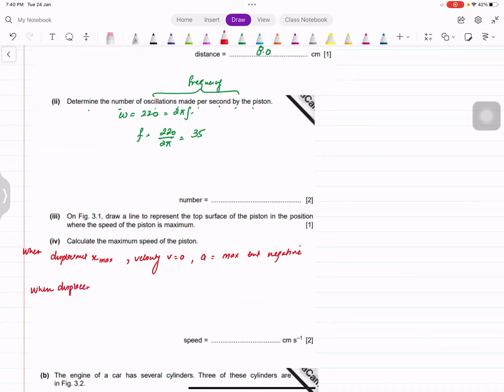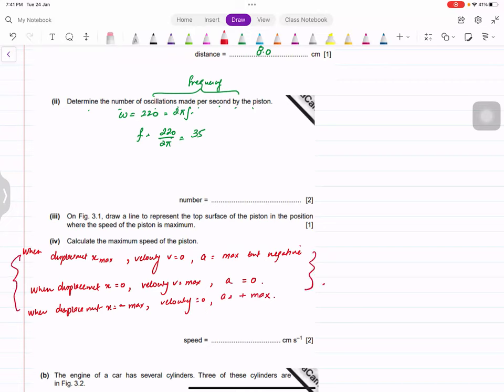Now, when displacement x is zero, then velocity v is maximum and acceleration is also zero. Do you guys understand this? And when displacement is negative and maximum, then velocity has to be zero, but acceleration is positive maximum. So if you remember this, there's no chance you'll ever get a question wrong. Understood?